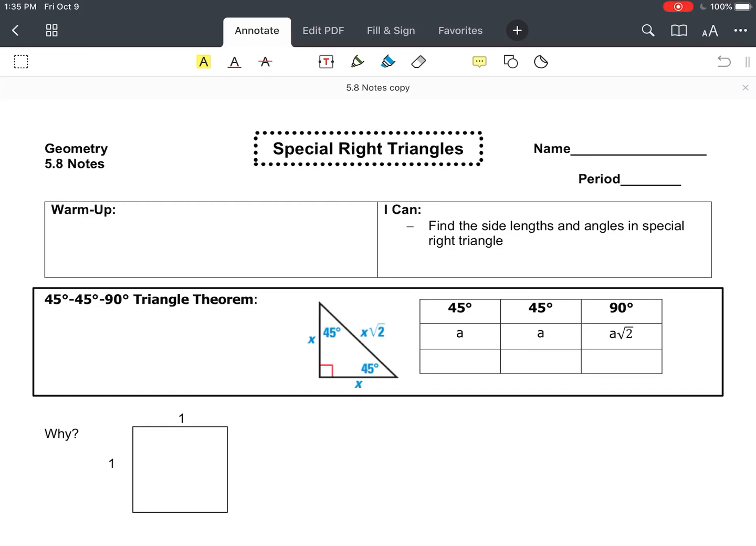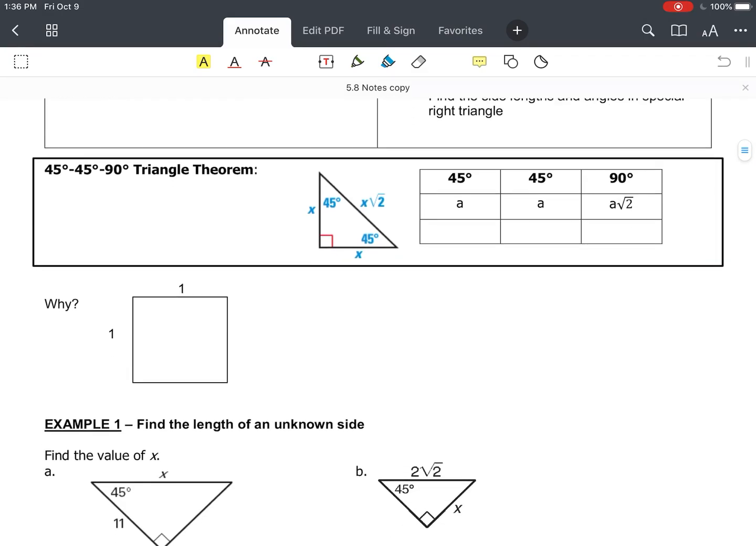Hey everyone, it's Miss Barber here with lesson 5.8 in geometry, which is special right triangles. This lesson is a little bit tricky because we are going to be dealing a lot with square roots. So I recommend, if you are unfamiliar with square roots, to look into them a little bit more and how to simplify them.